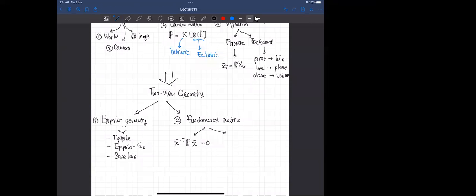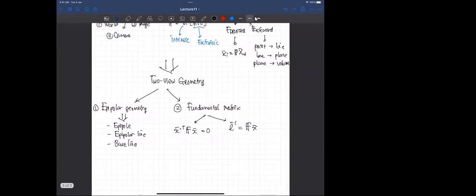So once we have the fundamental matrix, the important application is to find l prime equals F x. Oh, sorry, x bar. So this means that for x on the left, using F, you can have a line on the right image. This line will guarantee that it passes through the corresponding point of x.